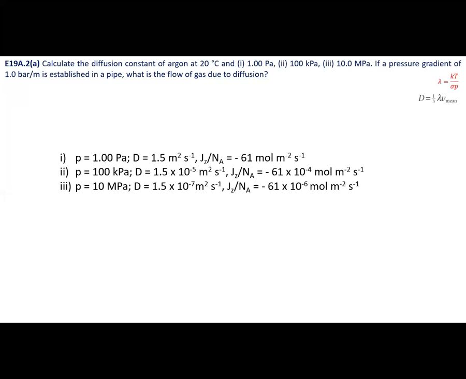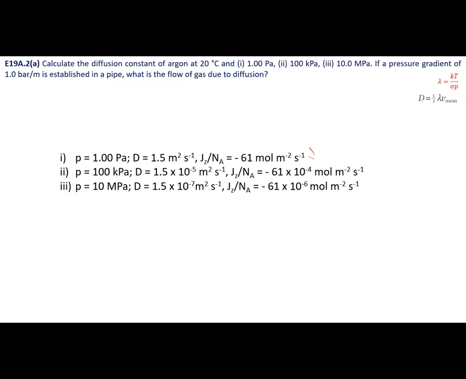So if we do that, you end up getting the answers: at P is equal to 1 Pascal, diffusion coefficient is 1.5 meters squared per second, and the flow is minus 61 mole per meter squared per second. Again, you need to find the units when you calculate the flow.